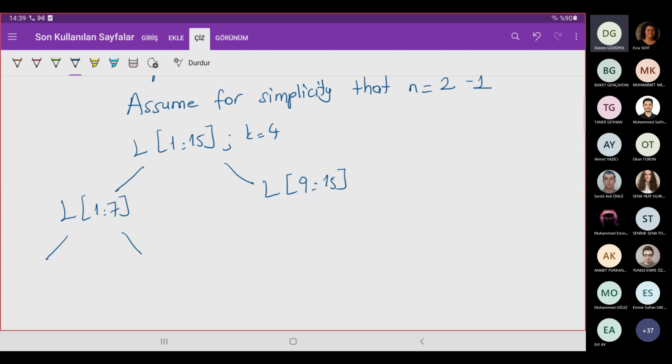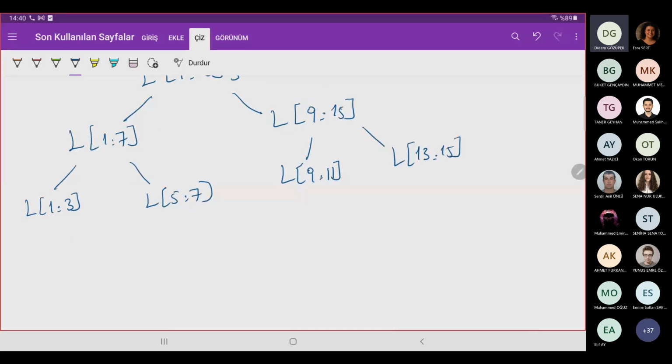So I have to be really lucky to be in the best case. In all the iterations, I have that. So it's L1, 3, which is of size 3, again 5, 7, which is of size 3 again. In here also 9, 11, and this is 13, 15. Okay, and then I will continue dividing.